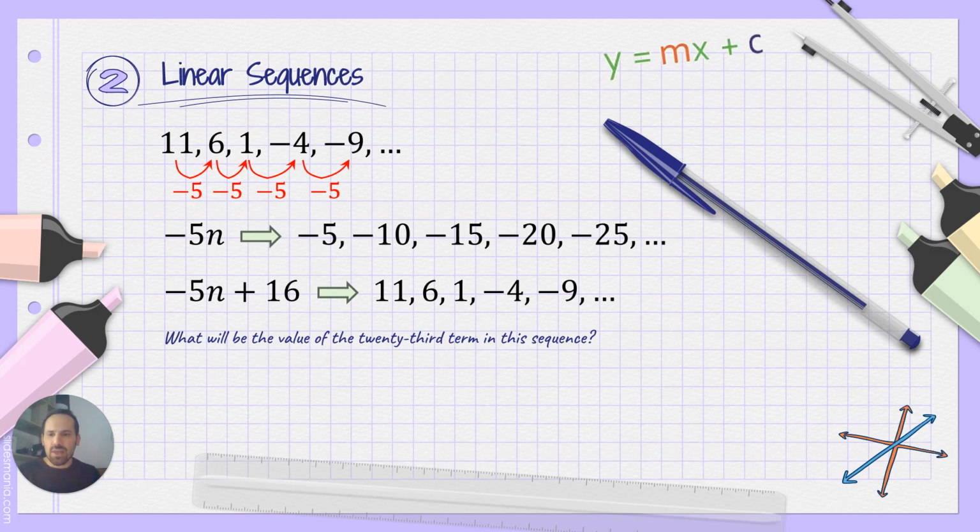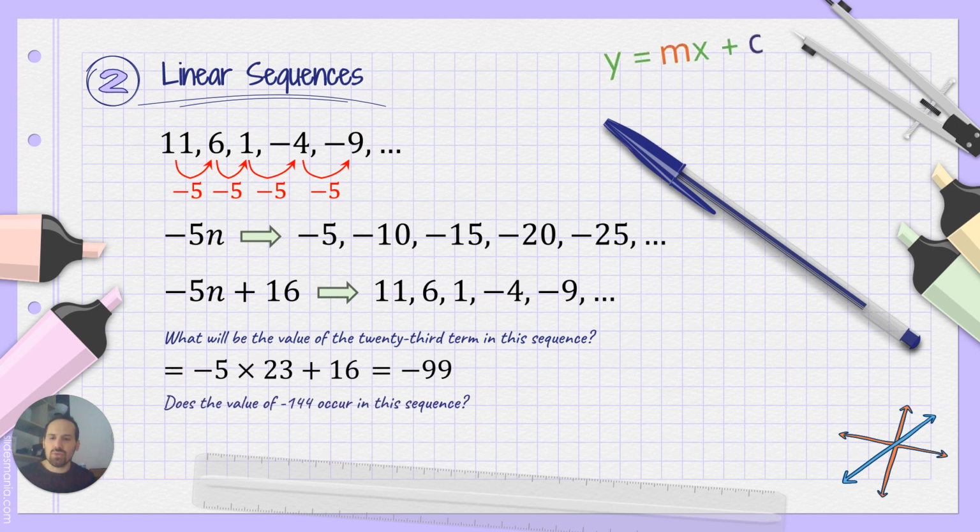So now we can consider things like, what will be the value of the 23rd term? All we have to do is stick in that value of 23 for n and calculate, and we get minus 99. Or you could get something like this where it asks you, does the value of minus 144 occur in this sequence? How would we work out something like that? Okay, what we do is we assume that it does occur. So if it does occur, then there will be some value of n such that this equation is true. So you see here, we've basically got a little linear equation. We just solve this and we find we get n equals 32.